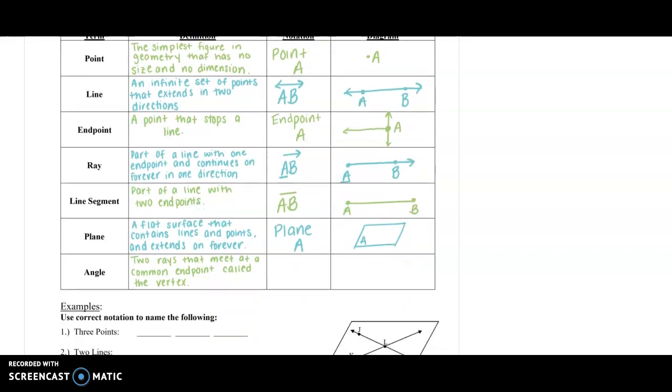Last one is an angle. Two rays that meet at a common endpoint called the vertex. So we have two rays. It has a common endpoint. That endpoint's called the vertex. So maybe I would have a point here that was A, B, and C.